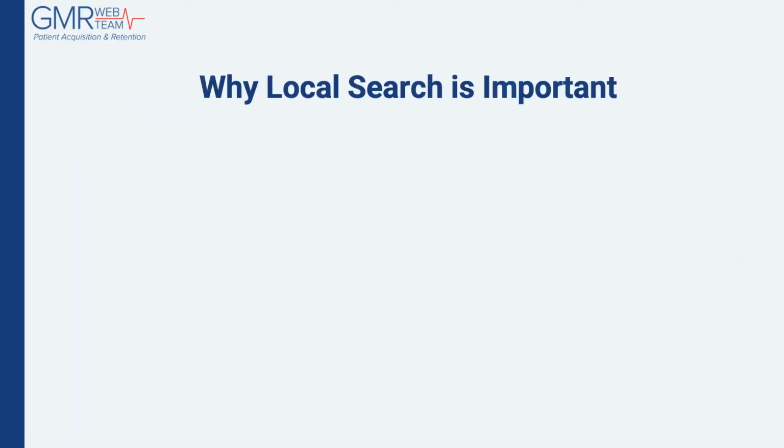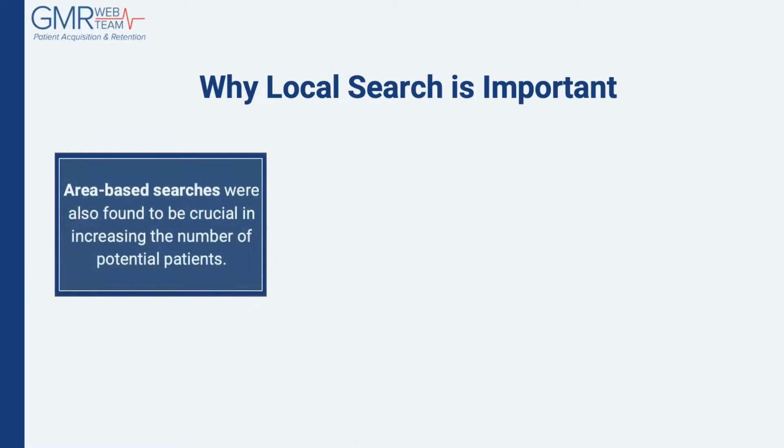So why is local search important to doctors and healthcare practices in particular? Well, area-based searches are crucial to increase the number of new patients coming through your doors. Area-based searches include terms like primary doctor in Phoenix, Arizona, or even primary doctor in Los Angeles. So it typically has the city or something that indicates the location area in the search term. And with area-based searches, like I said, the search engines will show results based on the searcher's particular location and the most relevant website and website pages.